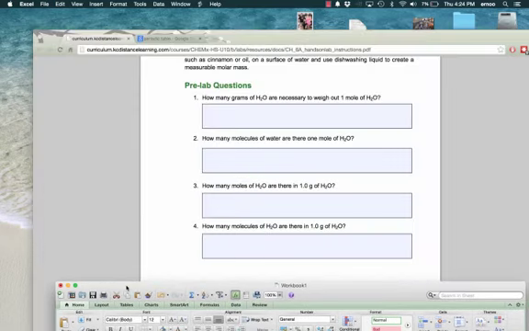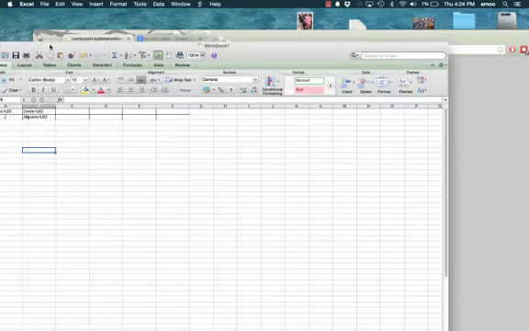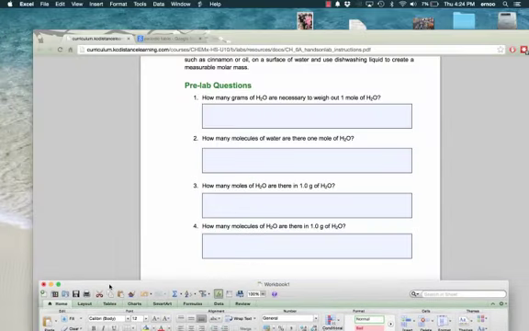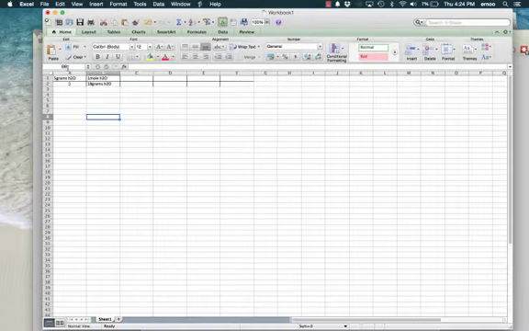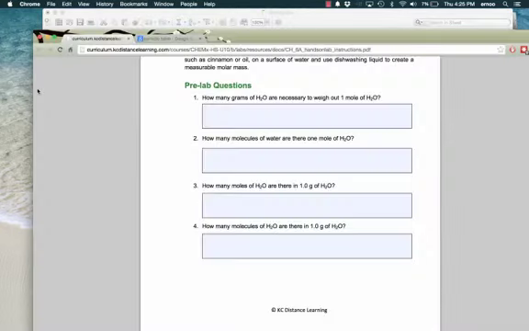Let's see, how many molecules of H2O are in 1 gram? So 1 gram of water. Okay, so we're going to start with our 5 grams of water. We know that 18 grams is 1 mole. Okay, I don't want moles though, I want molecules, but I know that 1 mole of H2O is 6 times 10 to the 23rd molecules. So you would just have to do the math out. 5 times 1 times 6 times 10 to the 23rd divided by 18. That's how you do that problem.